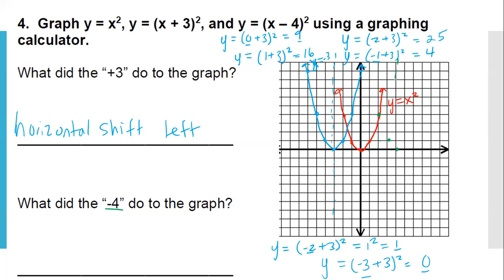My axis of symmetry has moved. It's now at x equals 4. And I can reflect those points. And there's my shift. So when it looks like -4, it's a horizontal shift right.